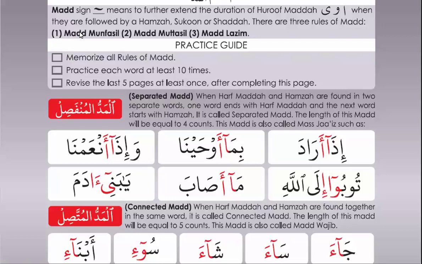Remember, there's three letters for med. Have them memorized: alif, waw, and ya. Alif, waw, and ya. And today we're going to be learning a new thing. This is the med sign. This one right here. This is also important for them to get used to knowing. Whenever they see this, it can be either med munfasil, med muttasil, or med lazim.